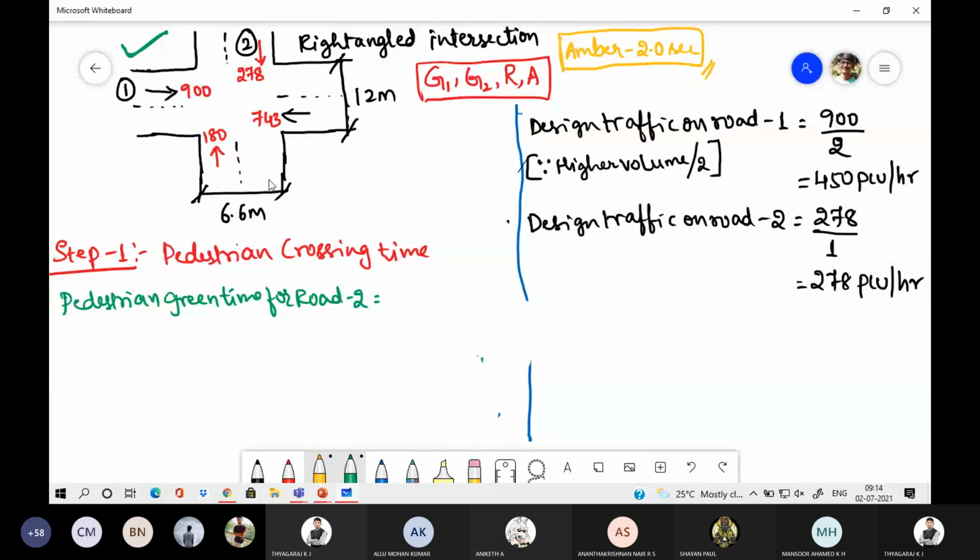So, pedestrian green time for road 2 means, you see here, observe carefully. When will it be green time for road 2? How much distance do they have to travel for road 2? So they have to travel 12 meter. So 12 divided by 1.2 plus 7.0.